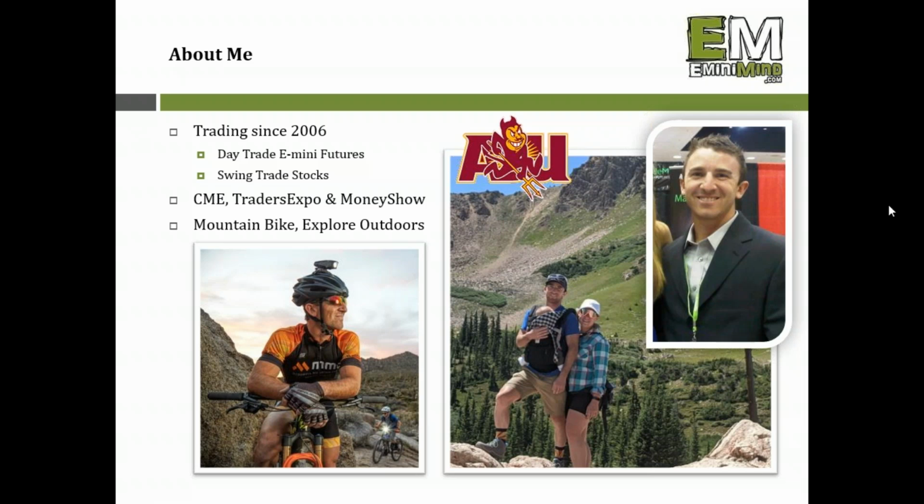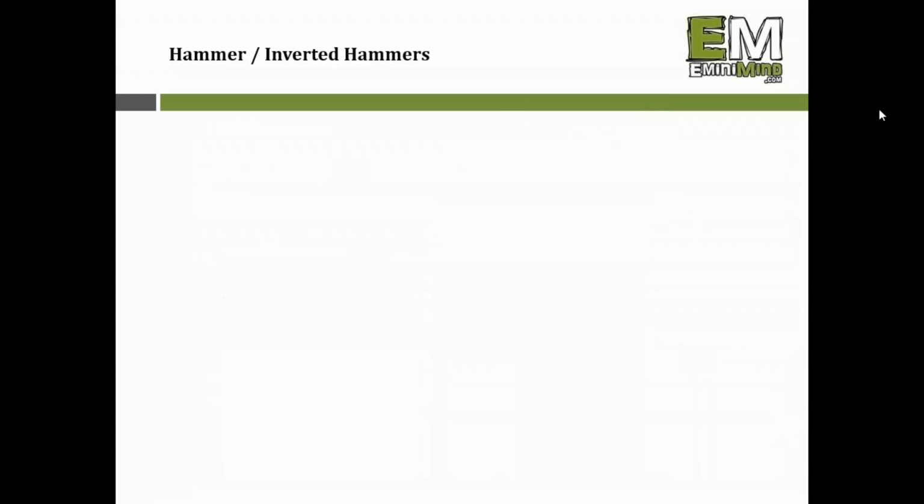So let's get into talking about 1-minute bars on E-mini futures, how you can use them to day trade and incorporate some of this into your own trading. The first thing we're going to talk about are the hammer and the inverted hammer. These are really powerful candlesticks because they in themselves signal price rejection.